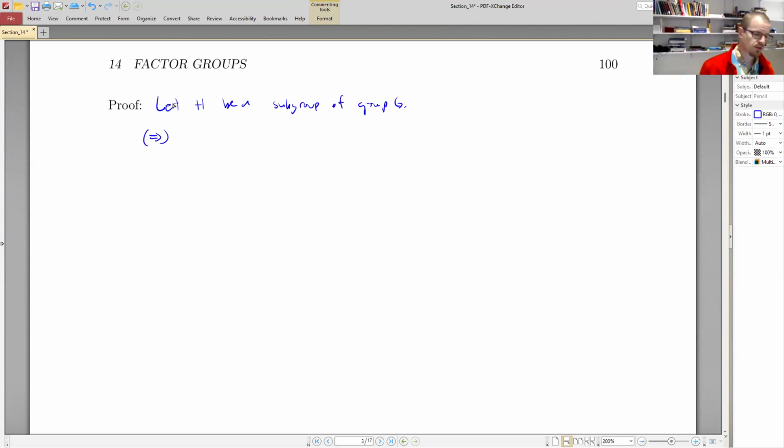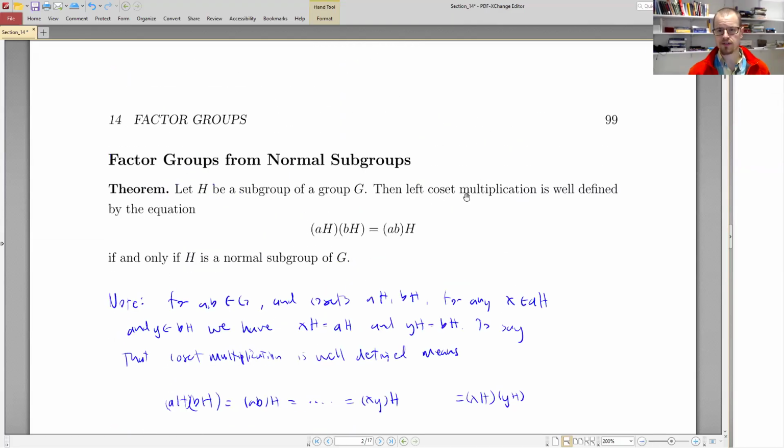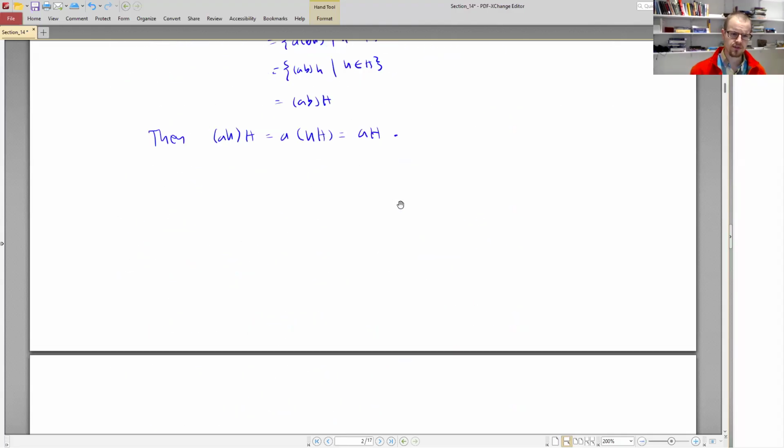In the forward direction, we're going to assume that the coset multiplication is well defined, and we're going to show that the subgroup is in fact normal. Okay. Left coset multiplication is well defined if and only if H is normal. So we assume well defined, and then we show normal. Then we're going to turn it around, assume normal, and show well defined.